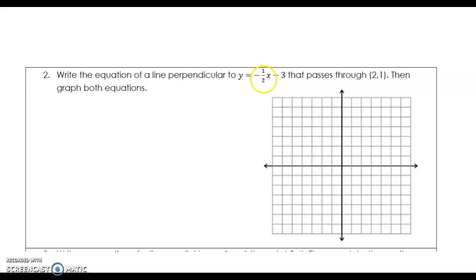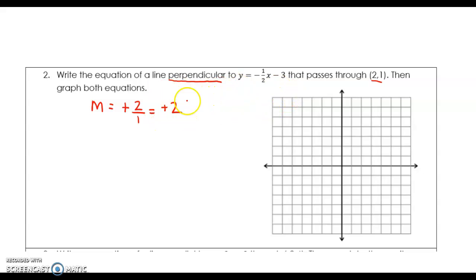Now I want to write the equation of the line that is perpendicular to y equals negative 1/2 x minus 3 and passes through the point 2, 1. So I need to know my new slope. Well, perpendicular, so it's the opposite reciprocal. So my new slope is going to be the opposite, so it's not going to be negative anymore, it's going to be positive, and I'm going to flip it over to be 2/1, which is just positive 2.